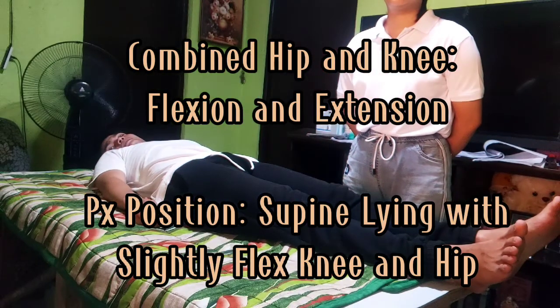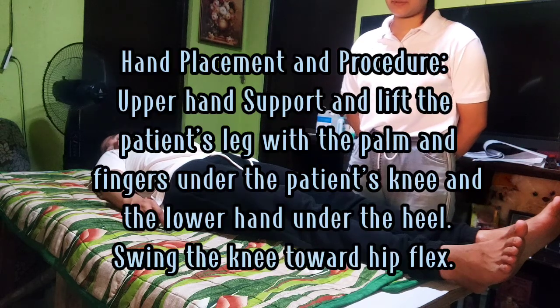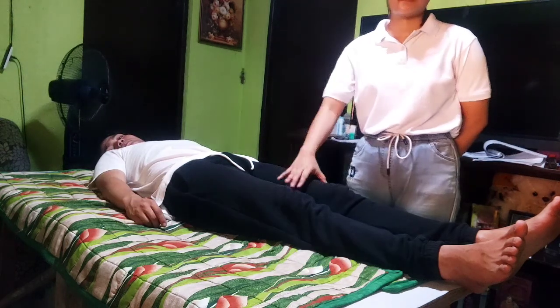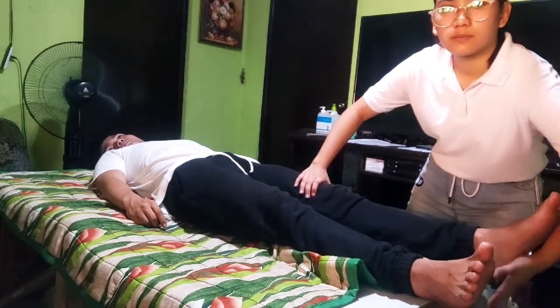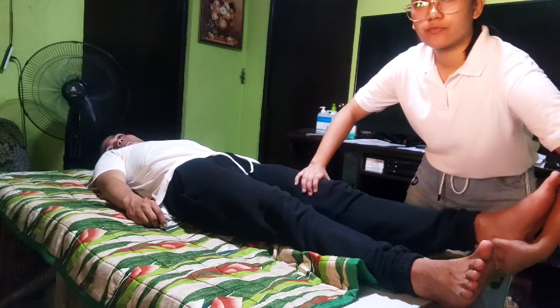Combined hip and knee flexion and extension. Patient position is supine with slightly flexed knee and hip. Hand placement and procedure. The upper hand supports and lifts the patient's leg with the palm and fingers under the patient's knee, and the lower hand is under the heel. Swing the knee toward hip flexion.